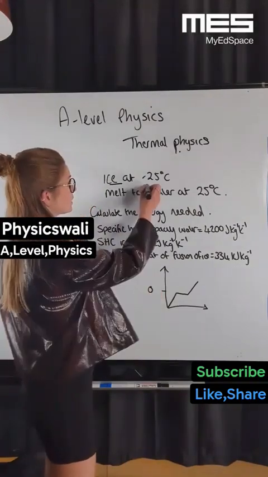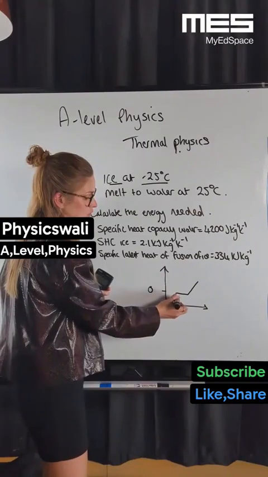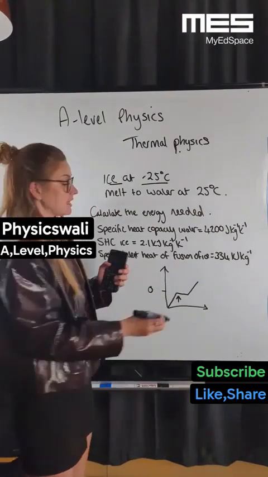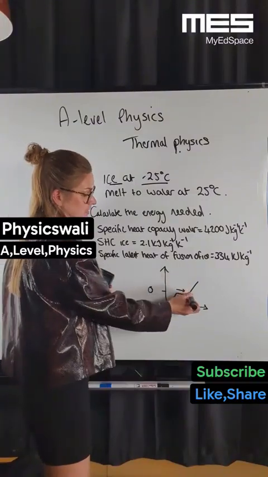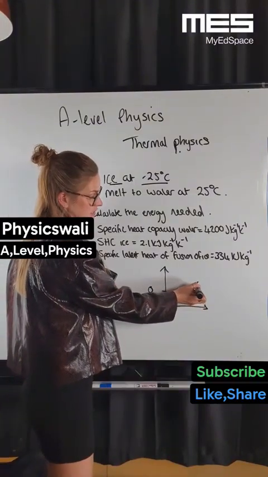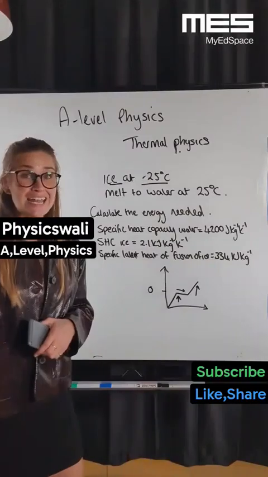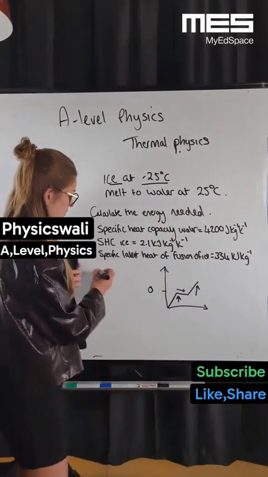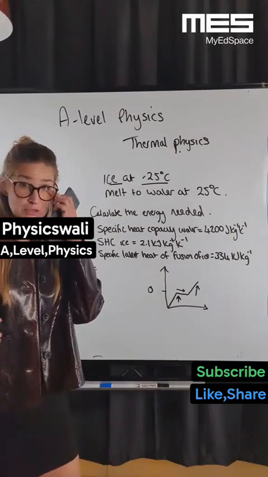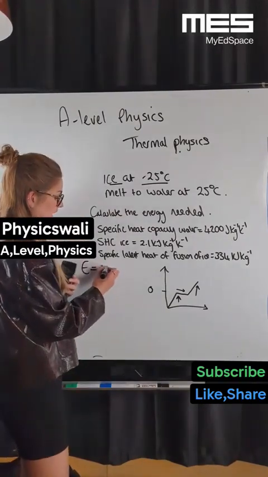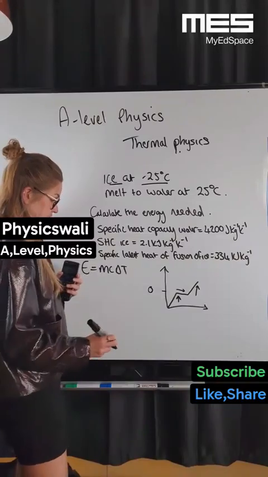So again, we know when it goes from -25 to 0, what we're doing is we're increasing the kinetic energy. Then when we change state, we know we're changing the potential energy. And then we have our water at 0 degrees Celsius. My water then increases in temperature, and we know that's going to be increasing kinetic energy. Now we know any time it increases the kinetic energy it's going to be due to that change in temperature. So the energy equals mc times the change in temperature.